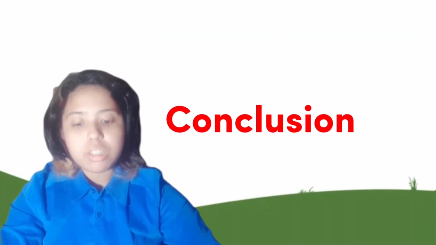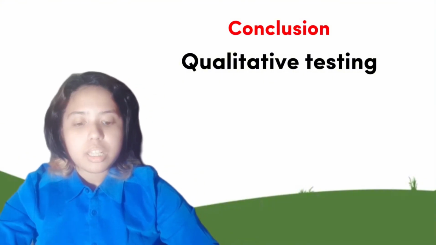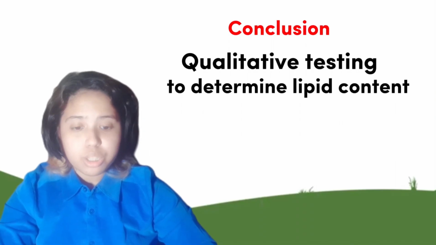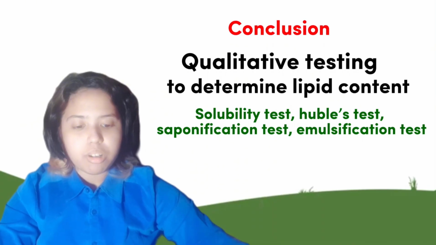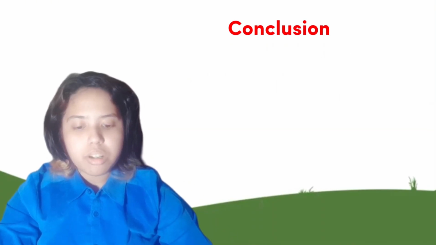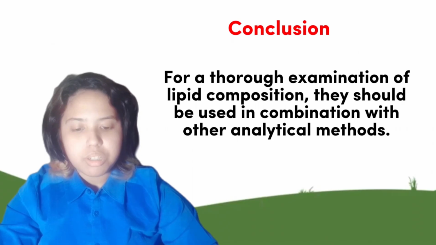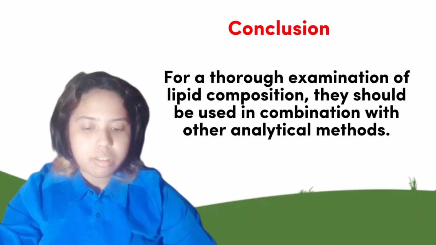And as for the conclusion, a valid technique for determining whether lipids are present in a sample is to use qualitative testing. We can accurately determine the lipid content of different substances by employing methods like solubility tests, transparent spot tests, acrolein tests, and more. Although these tests are useful tools, it is essential to remember that for thorough examination of lipid composition, they should be used in combination with other analytical methods.